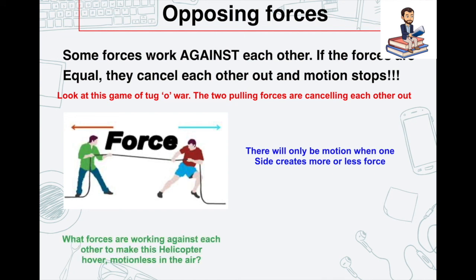Another way to look at forces working against each other is to see what makes this helicopter hover. We know that helicopters can hover in the air, so they don't go up or down. That is two great forces cancelling each other out. What forces do you think they might be? You guessed it. It's gravity, which would push the helicopter down, but we've got air resistance or lift from the helicopter's propellers holding it up in the air. So we've got what we call opposing forces, and the helicopter can just float in midair. And that is opposing forces.